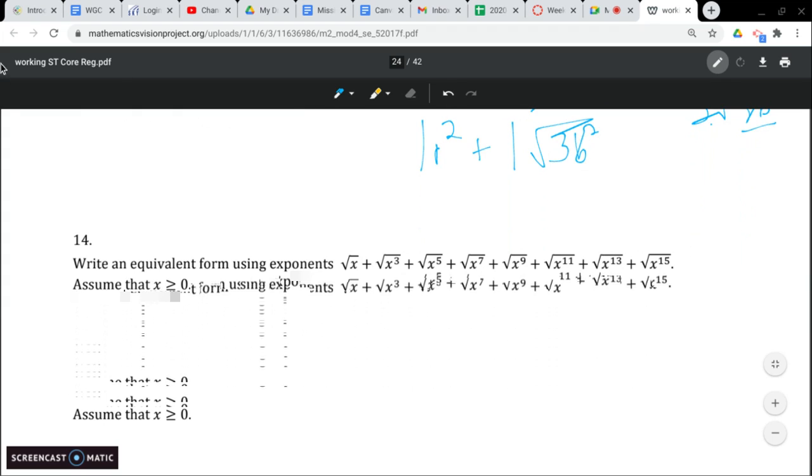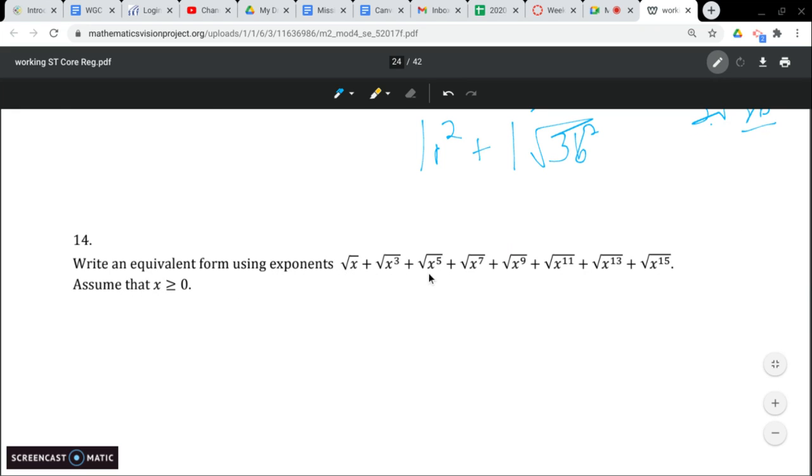All right, and this last one here, write an equivalent form using exponents. We have the square root of x, the square root of x cubed, the square root of x to the 5th, the square root of x to the 7th, the square root of x to the 9th, x to the 13th, and so on and so forth. So remember what we know about taking the square root of values.